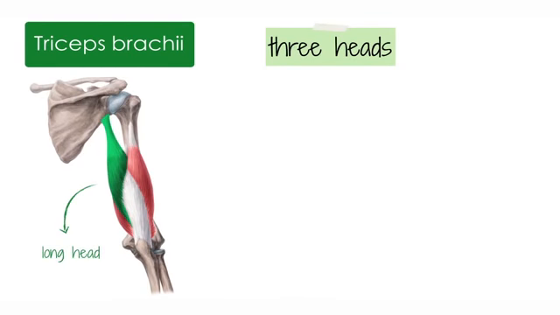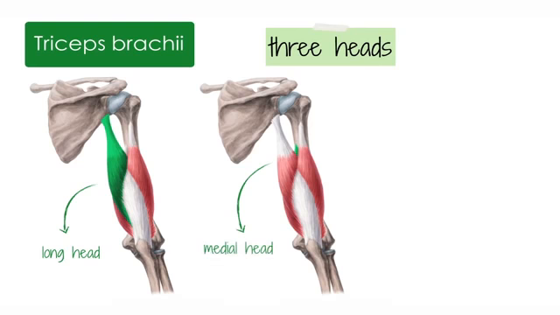This is known as the long head, and the long head originates right about here on the infraglenoid tubercle of the scapula. Now, a little bit more medially, you will find the medial head, which is also highlighted here in green, and you can see that this head originates from the posterior surface of the humerus, a little bit distal from the radial groove. It also attaches to the intermuscular septum, more specifically the medial portion of the intermuscular septum.